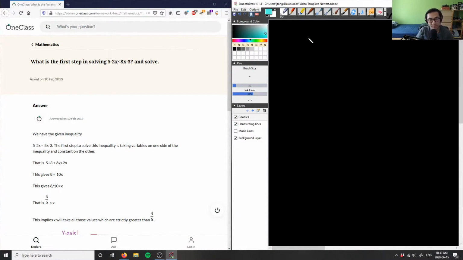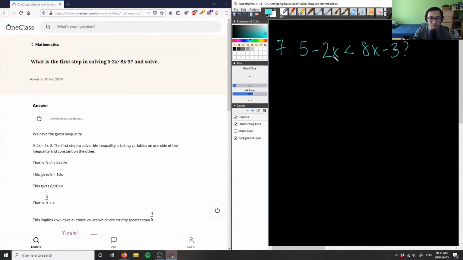What is the first step in solving 5 minus 2x is less than 8x minus 3? So 5 minus 2x less than 8x minus 3. So we want to solve here. This is simply an inequality type of problem.